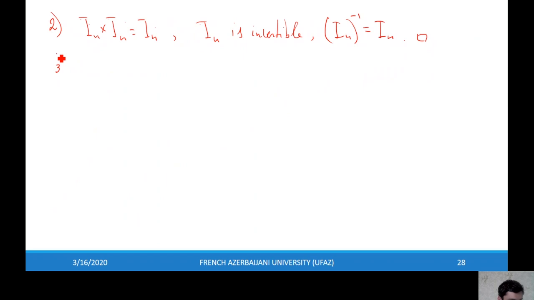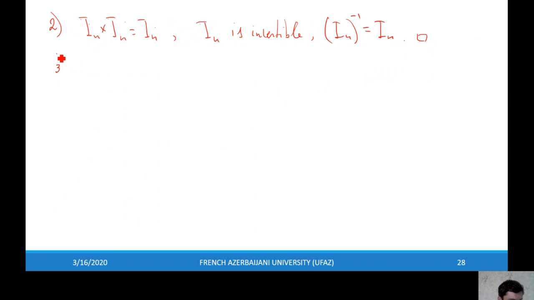I_N times I_N is I_N. Because of this, I_N is invertible, and its inverse is itself. That's all. Let's look at the third one.